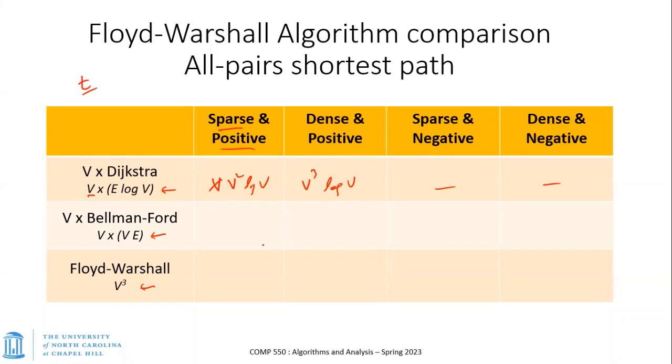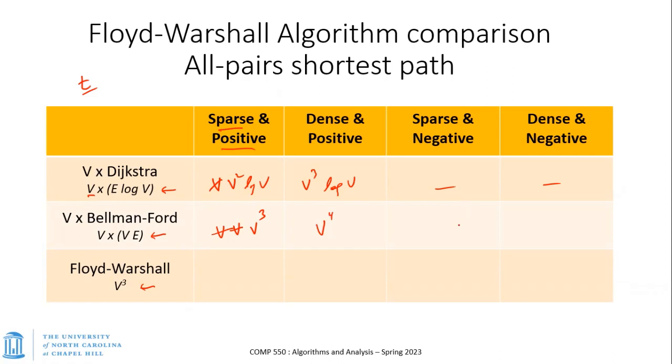What would be the complexity for sparse? V cube, V times V times V, clearly, because E is going to be of the order of V. And if it's dense and positive, that's going to become V to the power 4, because E is already V squared, and you have two more V's, which is not looking very good, right?